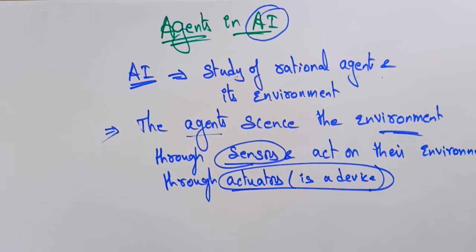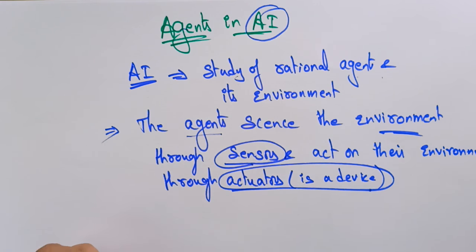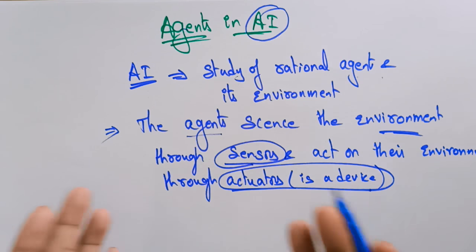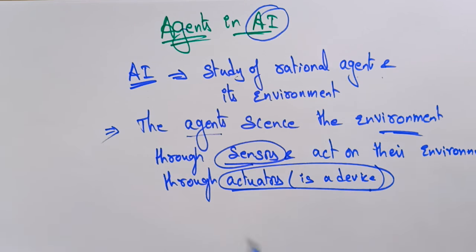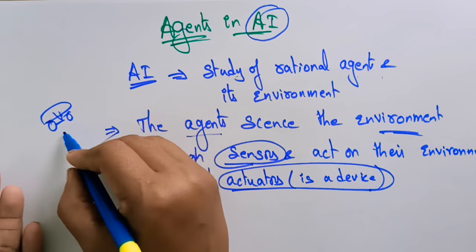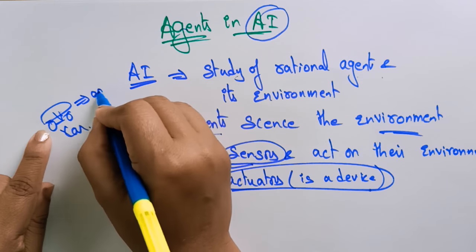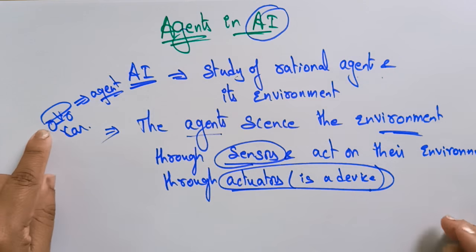Actually, in the case of the human body, you don't normally use the terms actuators and sensors. If it is a mechanical device, we can use the words sensors, actuators, and the agent's environment. But to understand what exactly the agent, environment, actuators and sensors are, I'm taking the human body as an example. Now if you take a car, simply a car, you can call the car an agent.